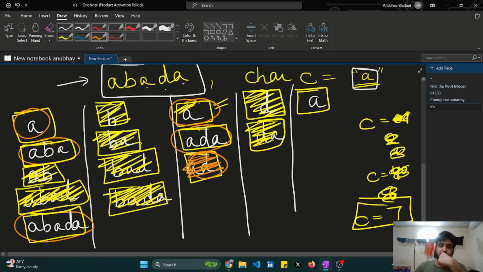Not this. Okay, not this. So this 6. So this becomes answer 6. Okay, not 7. Basically, AD is not a valid string. Okay. So count becomes 6 for this case.